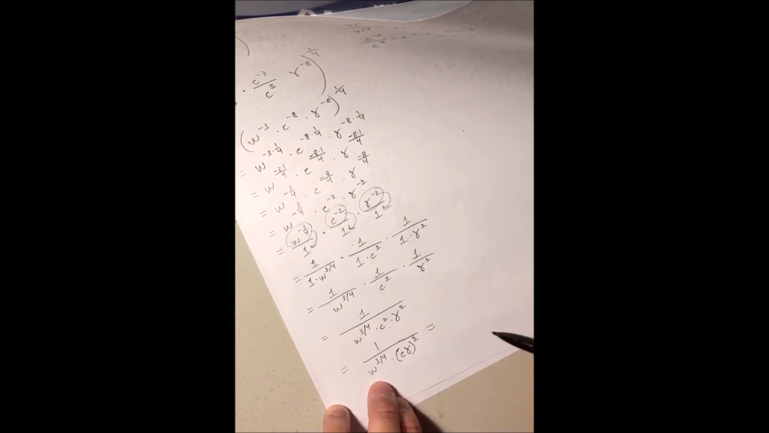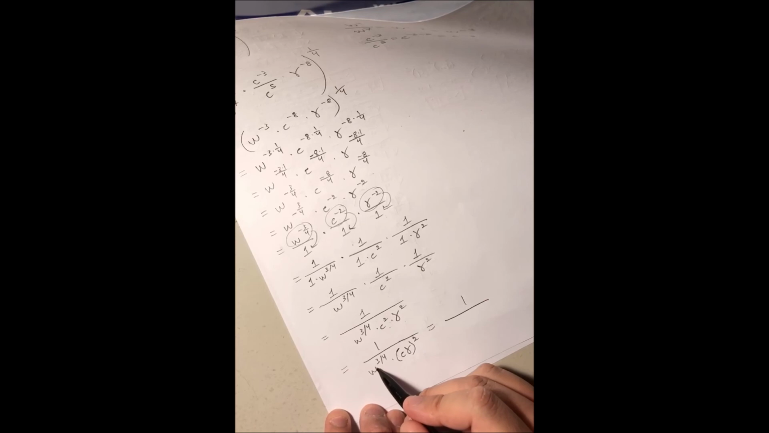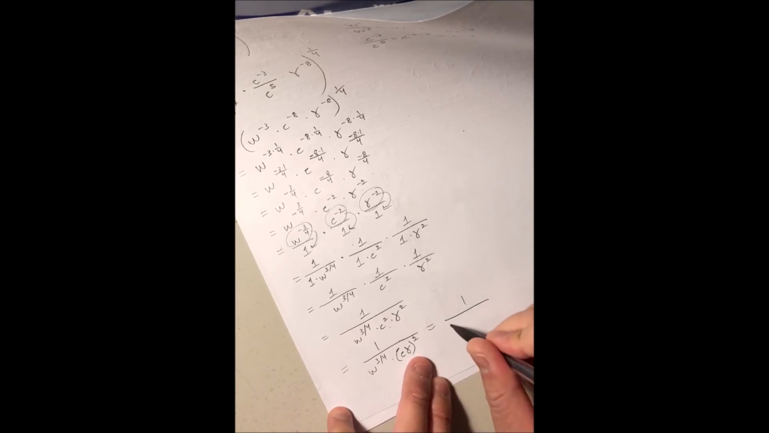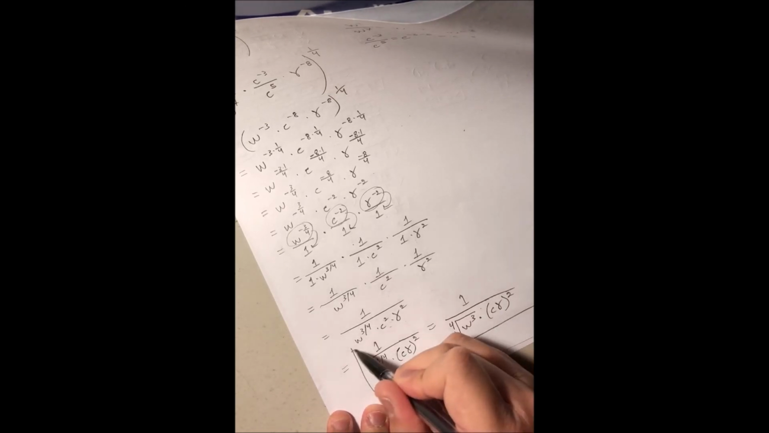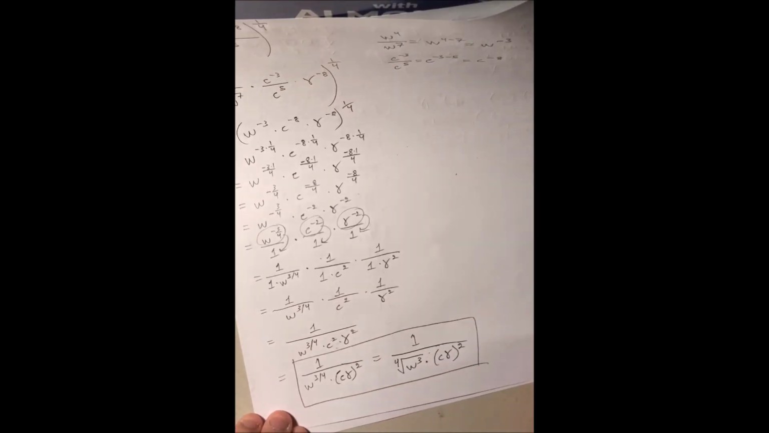And of course, an optional step, unless you are required by your teacher: w raised to the 3/4 is the same as the fourth root of w cubed. And of course, c gamma squared. And this is it, you guys. Two different forms, same answers, same values, okay? Thank you for watching. See you guys next time.